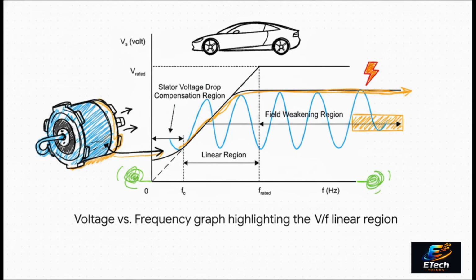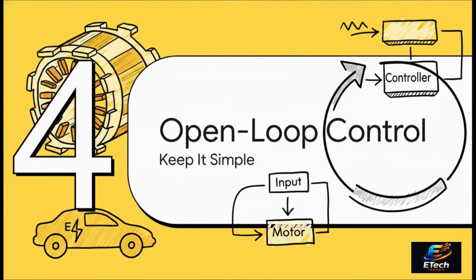Voltage simply cannot overstep the motor's rated capacity, because if it does, we risk entirely breaking down the motor's internal insulation, and nobody wants that. Let's look at how we actually implement this in Section 4.